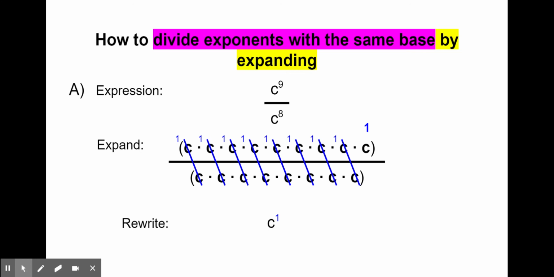All right, but we remember that c to the 1st power is the same as writing it as just c. Because if we wrote it as just c, remember with any variable or constant that we put just the number or just the letter, it has an invisible 1. So likewise, we don't actually have to write that 1 in, and our answer would just be c for this one. That's how we can divide exponents with the same base by expanding. All we're doing is simplifying these expressions in this way.